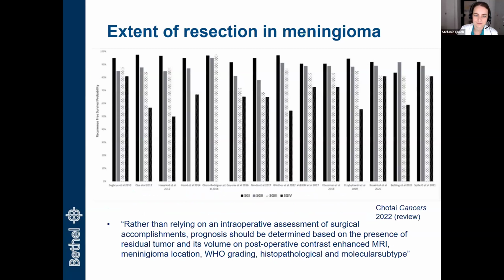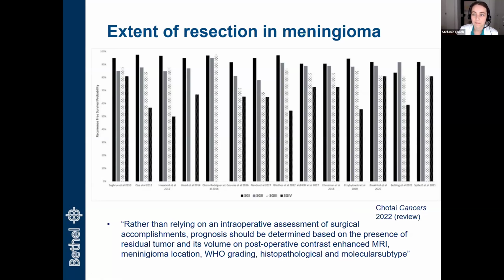There was a recent review which concluded that rather than relying on an intraoperative assessment of surgical accomplishments, prognosis should be determined based on the presence of residual tumor and its volume on postoperative contrast-enhanced MRI, location, grading, and histopathological and molecular subtypes. They kind of contradict their conclusion with their own graph, I think, which does tend to show in all the different papers that they summarized a tendency toward lower risk of recurrence with a lower Simpson grade across all groups if you look at it visually in this way.